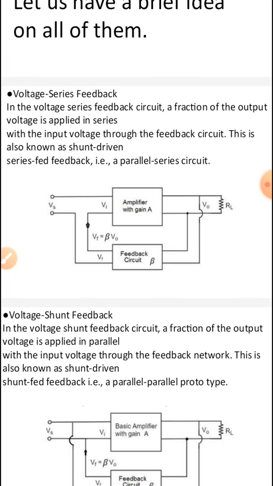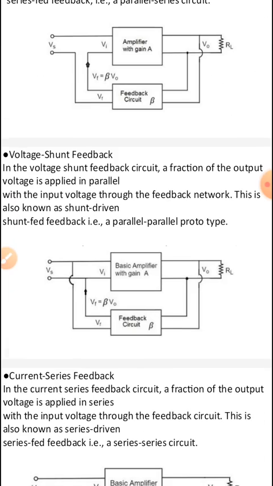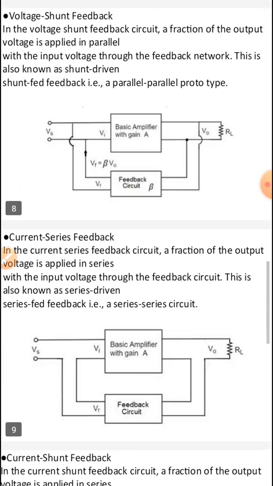In voltage series feedback, at the output it is parallel and at the input it is in series, so it is called a parallel to series circuit. And in voltage shunt feedback, on both sides, input and output, it is in shunt, parallel, so it is called a parallel to parallel circuit.